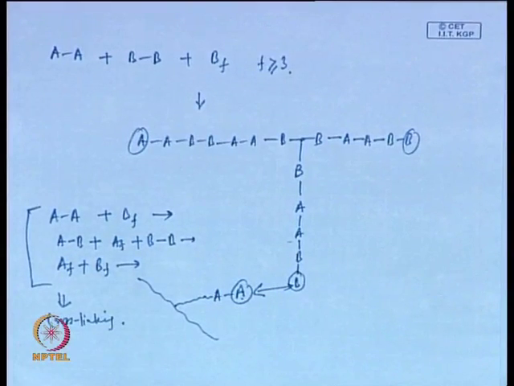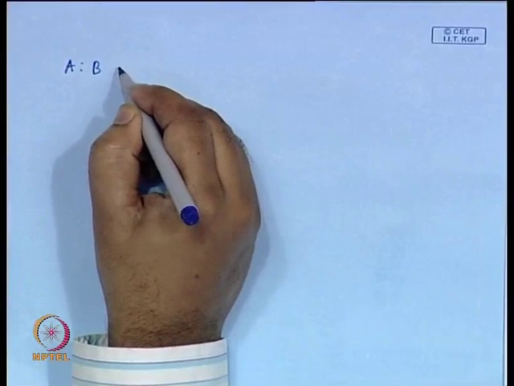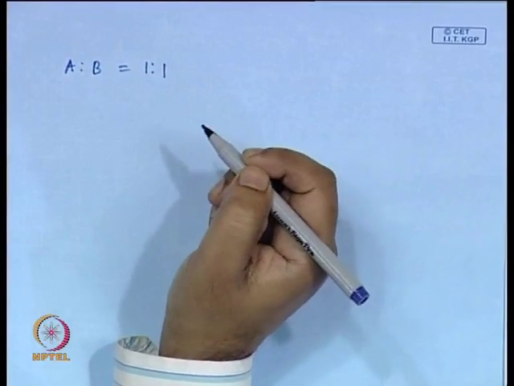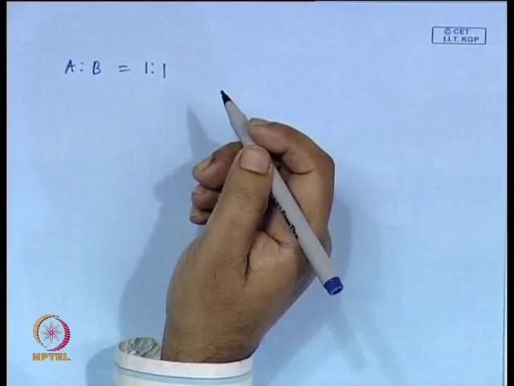Now, what would be the number average molecular weight in the second case? This one, let us go and try to derive that. For simplicity, let us start with a system where A is a 2 functional group, that is the simplest thing we have been discussing, and they are in equal number. So, 1:1.